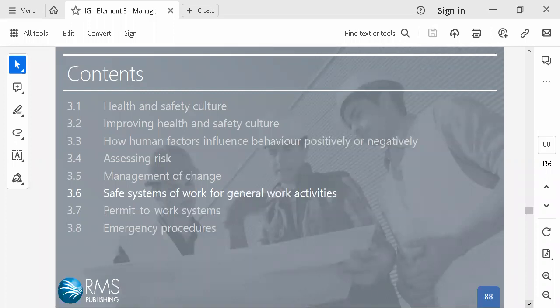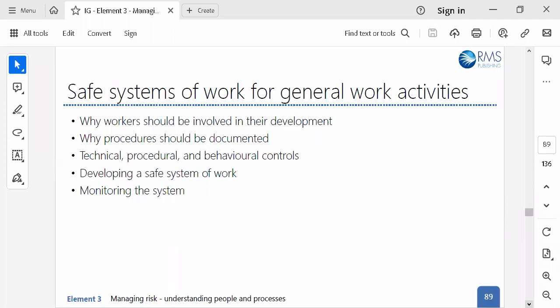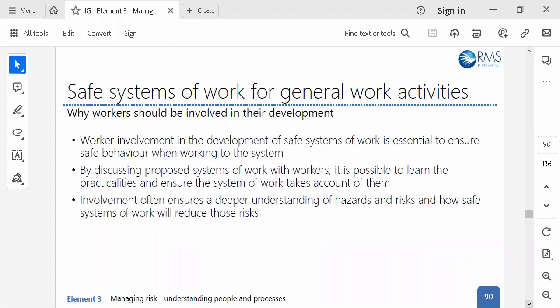Next topic, safe system of work for general work activities. What, why a worker should be involved in their development, why a procedure should be documented, technical, procedural, and behavioral controls, developing a safe system of work, monitoring the safe system of work. We will discuss one by one why workers should be involved in safe system of work.